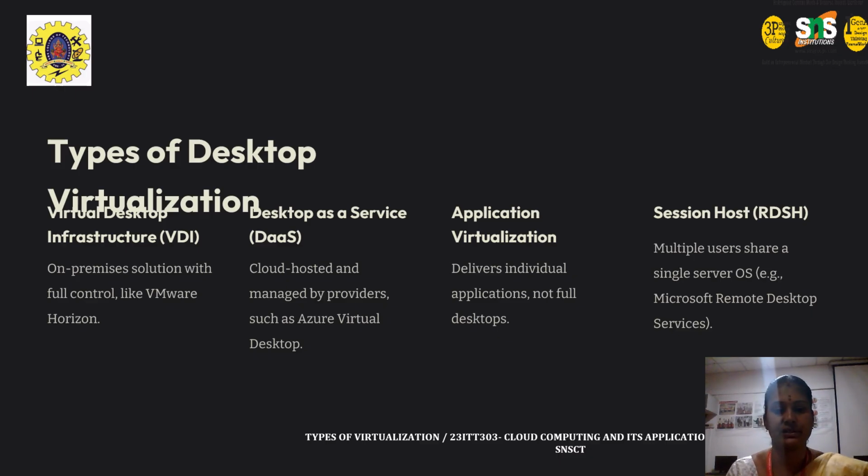Third, application virtualization, which delivers apps without full desktops. For example, Microsoft App-V delivers MS Word to employees without installing it locally. The next one is the session host, where multiple users share one OS. For example, Microsoft Remote Desktop Services for shared use in government offices.